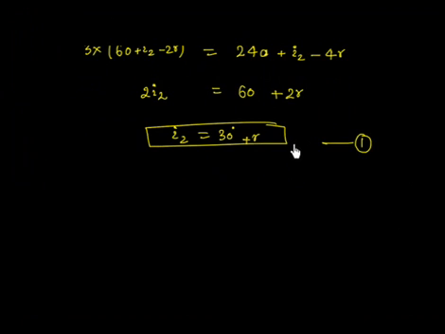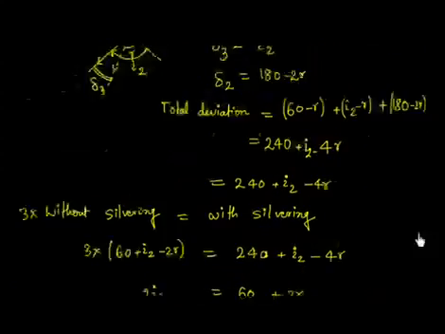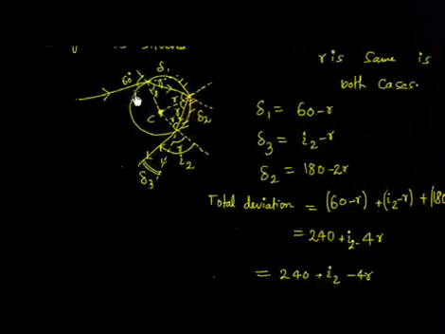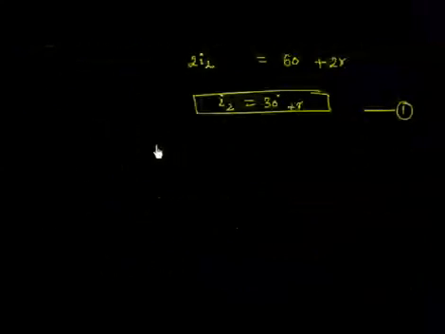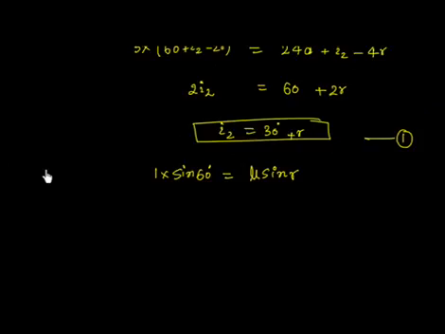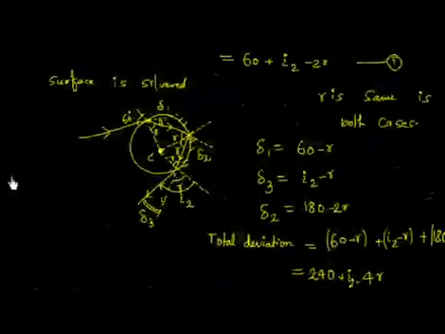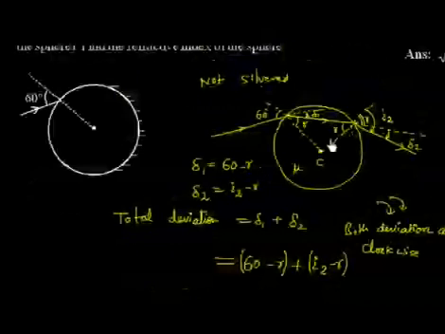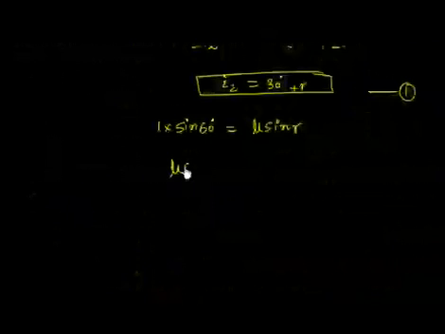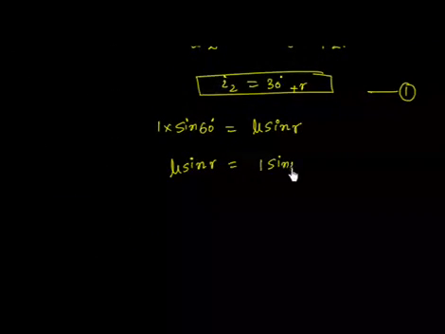Now I can also apply Snell's law. So if I apply Snell's law at this surface, what I will have? I will have 1 into sine 60 is equal to mu into sine r. This is the Snell's law at surface 1. Similarly, I can apply either at this surface or this surface. Both are the same situation. That is mu into sine r is equal to 1 into sine I2.